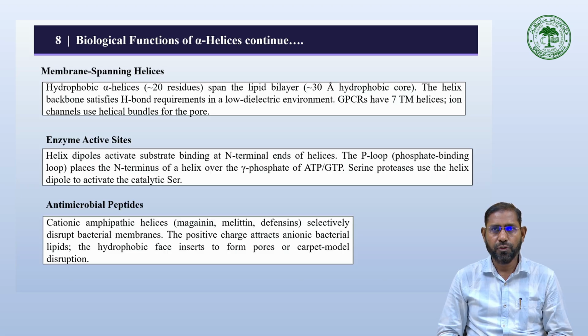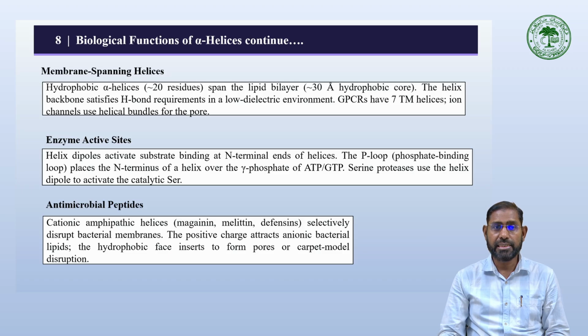Hydrophobic alpha helices of about 20 residues span the lipid bilayer, with a length of 30 angstrom hydrophobic core. And this helix backbone satisfies hydrogen bond requirements in a low dielectric environment. Like GPCRs have 7 transmembrane helices, and ion channels use a helical bundle for the pore. All ion channels have a helical bundle for the transportation of ions.